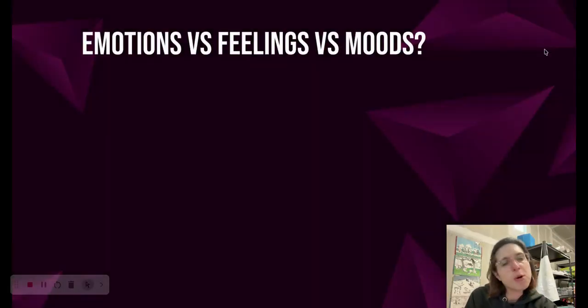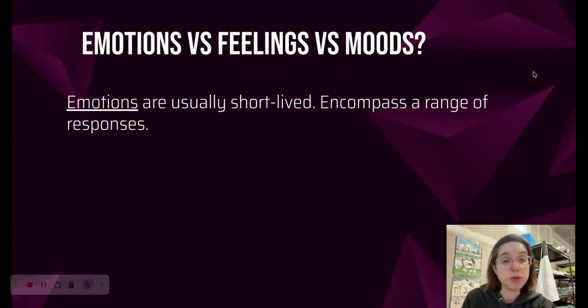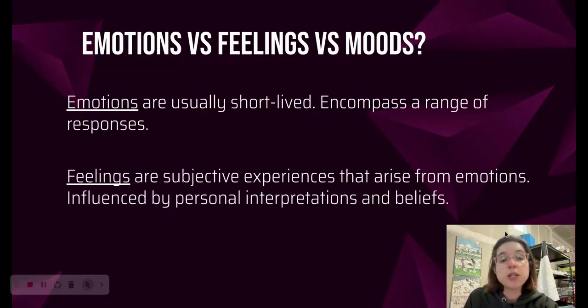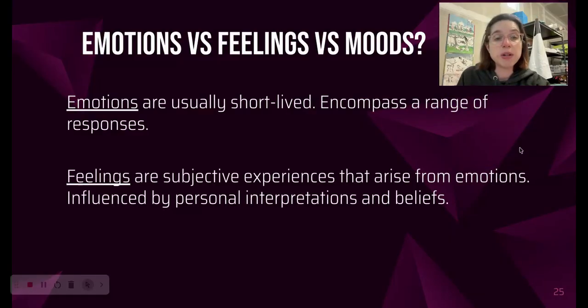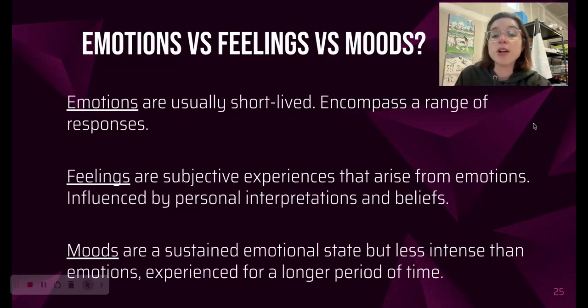So what's the difference between emotions versus feelings versus moods? Emotions are usually short-lived. They encompass a range of responses, which we just reviewed. Feelings, though, are subjective experiences that arise from emotions. They're influenced by personal interpretations and beliefs. And then moods are a sustained emotional state, less intense than emotions, but experienced for a longer period of time. So you can have an emotion and then you have a feeling based on that emotion, and it can actually create a certain mood that you have for the rest of the day.